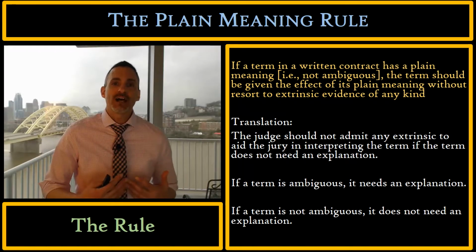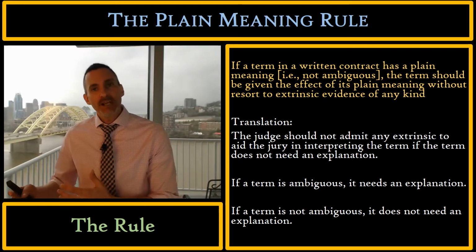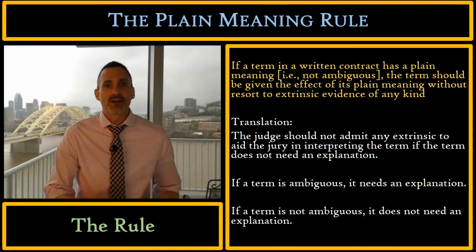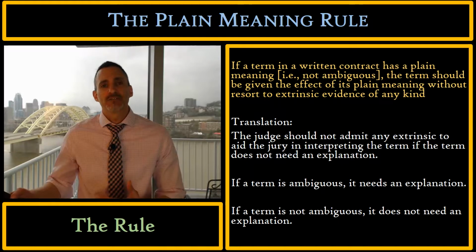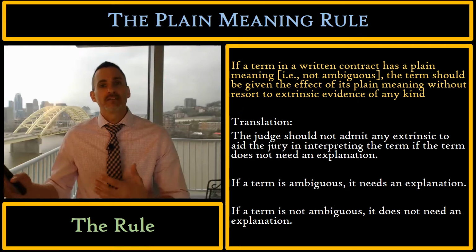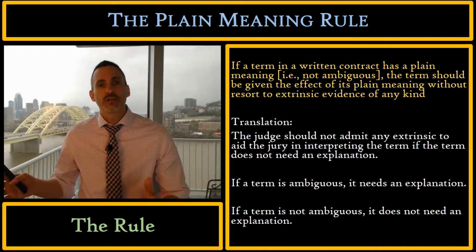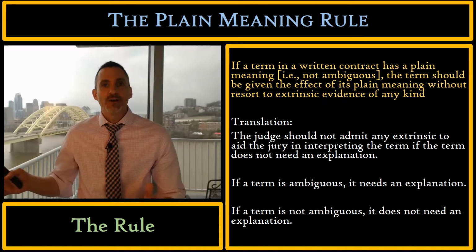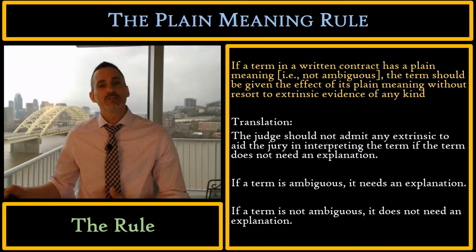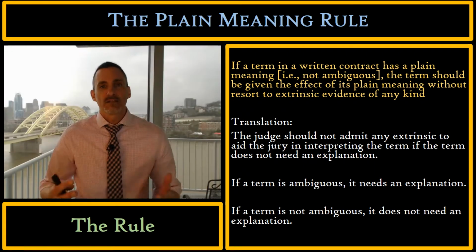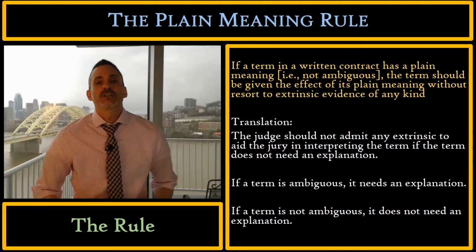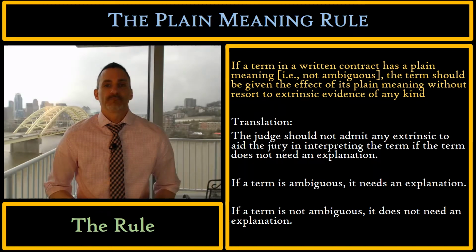If a term in a contract is ambiguous, admit extrinsic evidence to explain the term. If it's not ambiguous, don't admit extrinsic evidence to explain the term. It will throw the jury off, and if we don't admit any extrinsic evidence, we don't need a trial, and the judge can interpret the contract using the language of the contract. The judge can construe the contract.